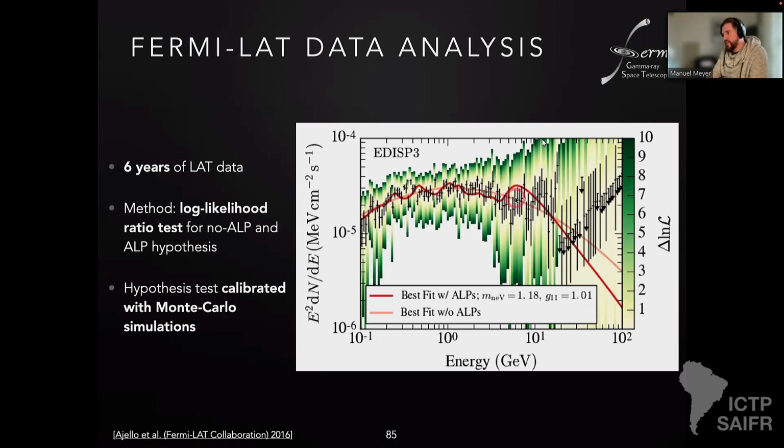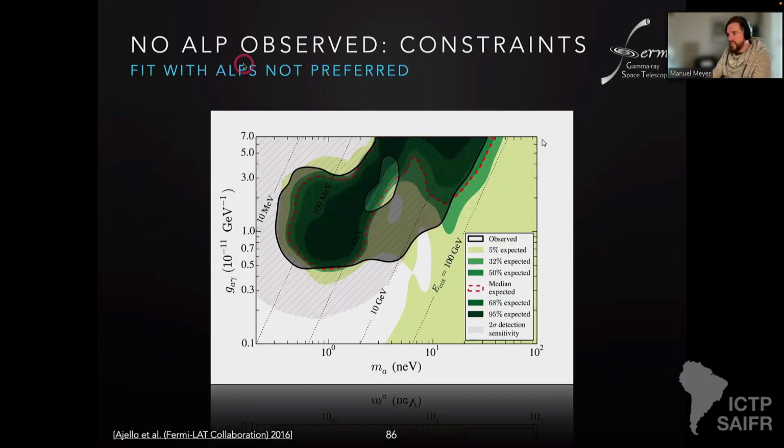So here's the observed spectrum. We could use this very, very fine binning. And this light red line is the fit without axions, and this dark red line is the fit with axions for this mass and coupling and one particular realization of the magnetic field. And then you could compare, okay, is this fit actually preferred over this fit? As it turns out, it's not.